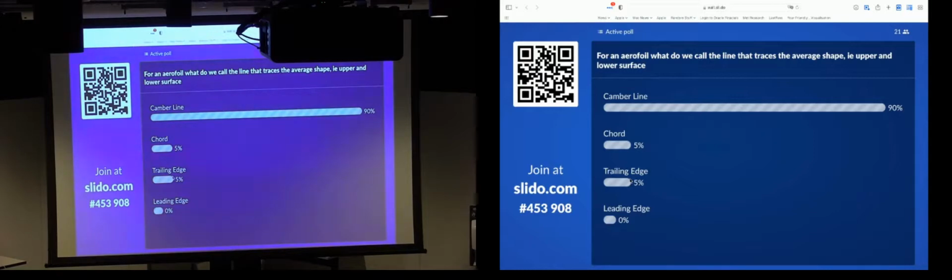90% of you have said camber line, 5% of you have chord, 5% trailing edge, and 0% leading edge. Now, the interesting thing is last hour, no one had put trailing edge, and some people had put leading edge, and you've swapped. It's always interesting to see the slight differences. 86% of you have the correct answer. It is the camber line.